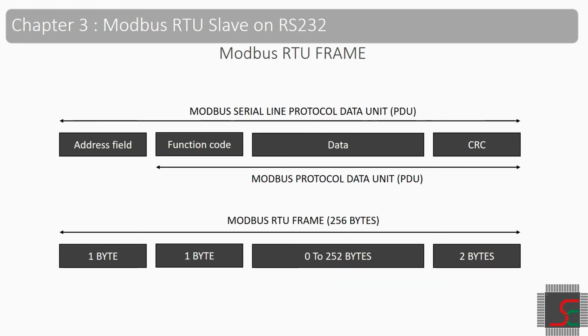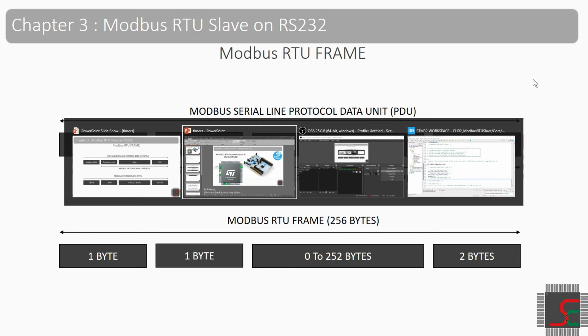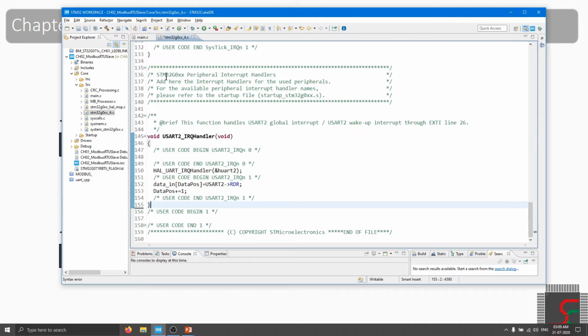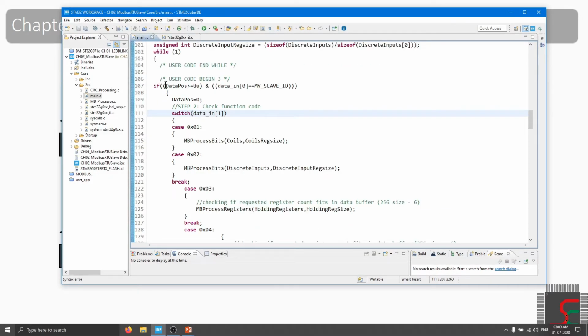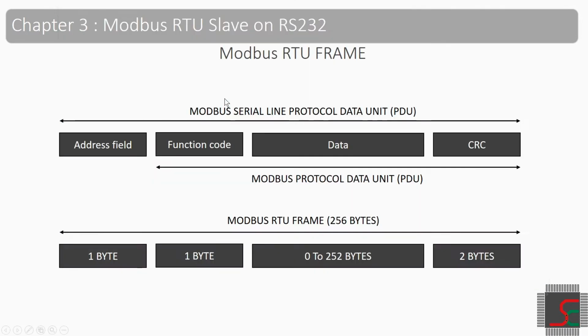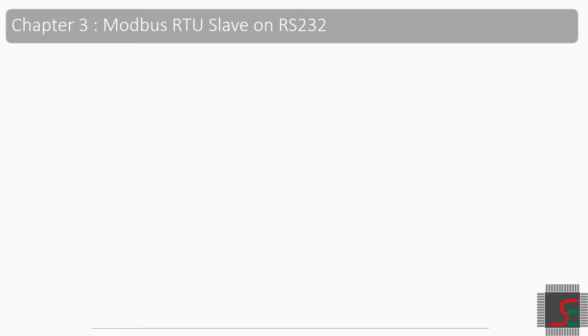which is popular. So till chapter 2 we were checking for the number of bytes received in the while loop continuously, and we were processing the Modbus message. Next we shall understand how the serial data is transferred from master to slave device.